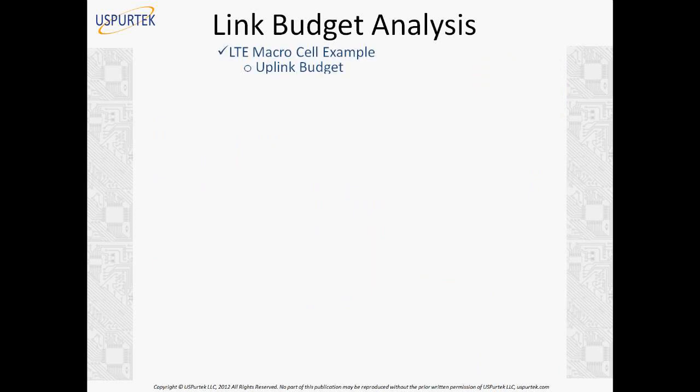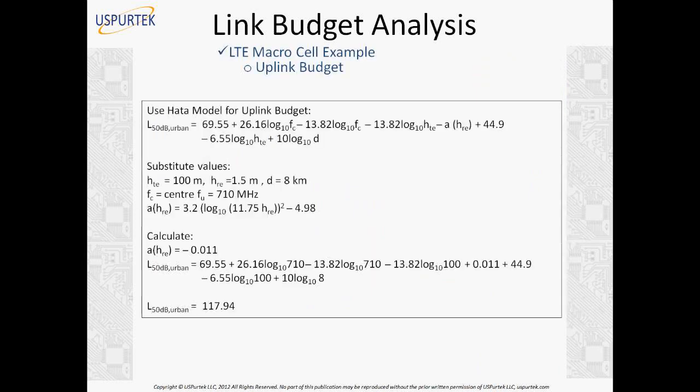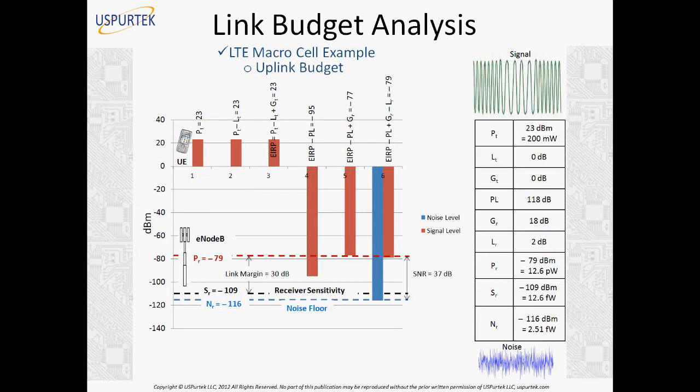Now, next we have the uplink budget. For uplink, we use the same equation again, but now the center frequency is different. It's 710 megahertz. And the path loss comes out to be almost the same, 117.94, which is again 118. So path loss is the same for uplink and downlink in this situation, because the frequencies are not very different, it's the same scenario. However, the situation here looks different. Why? Because the handsets and the eNode B, the transmitters, do not have the same type of power.